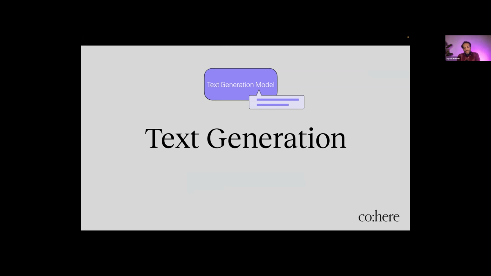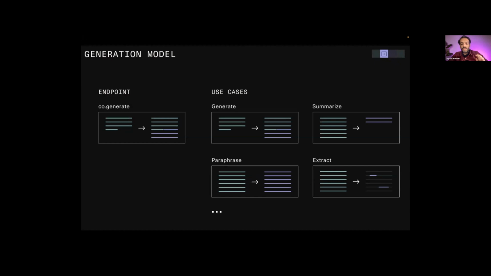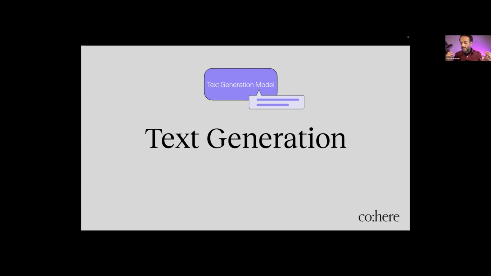The last and third one, and then we can have a Q&A and go deeper into any of these topics, is this idea of text generation. Only in 2019 did we start to have these GPT models that can write an article where you don't know whether it was written by a human or by a computer. And that ability has only continued to develop and be more and more impressive over time.